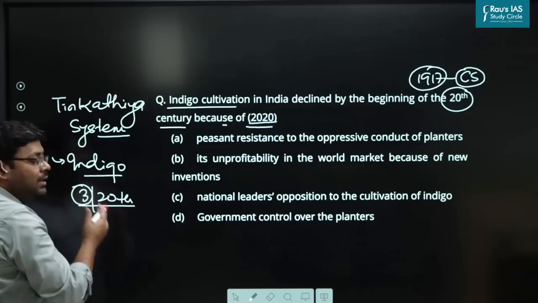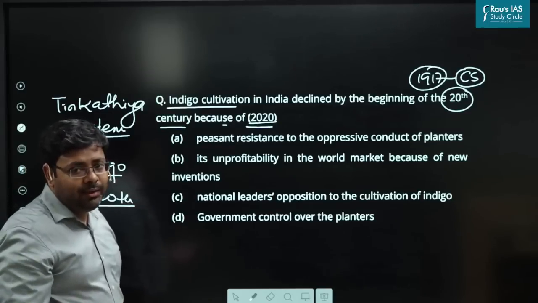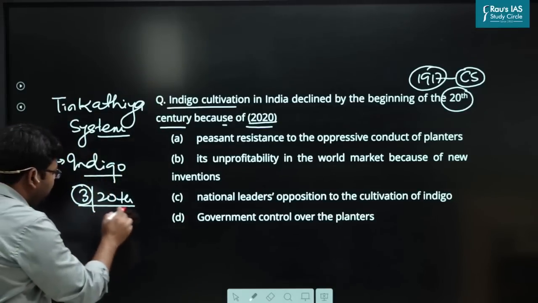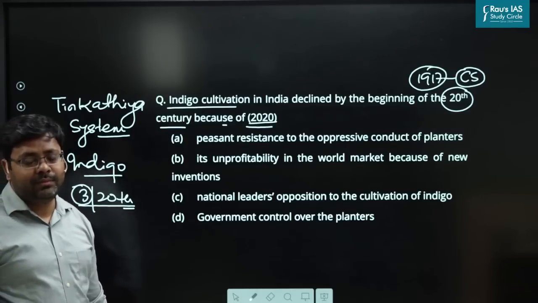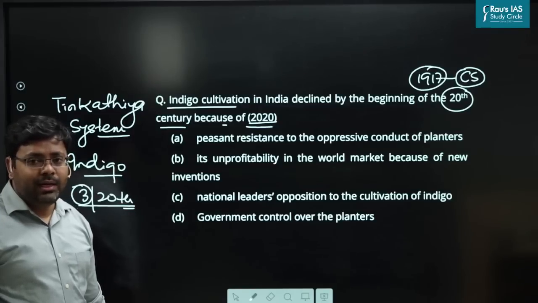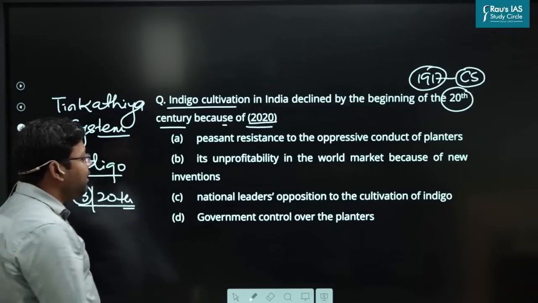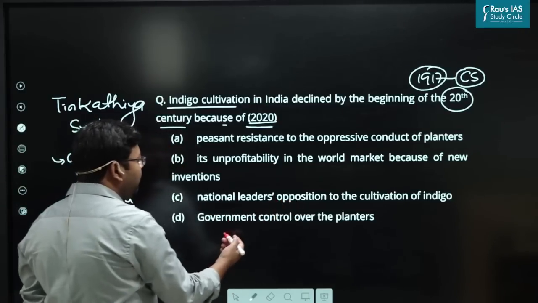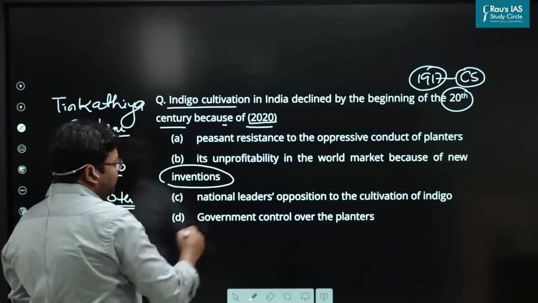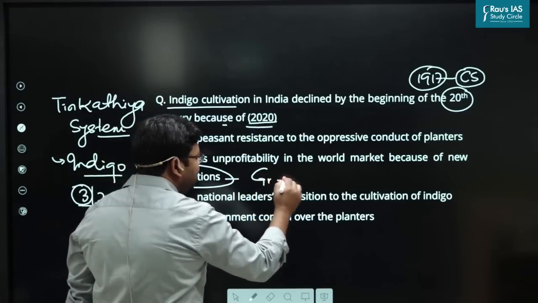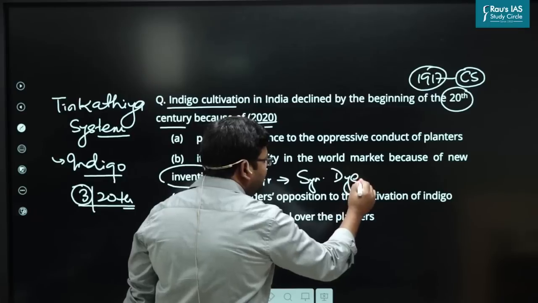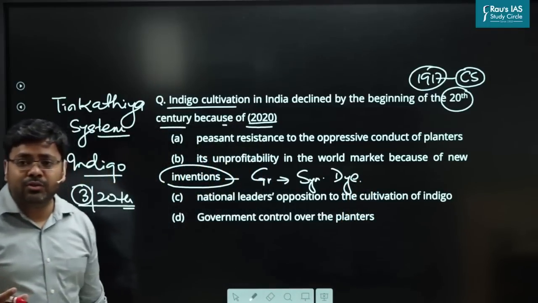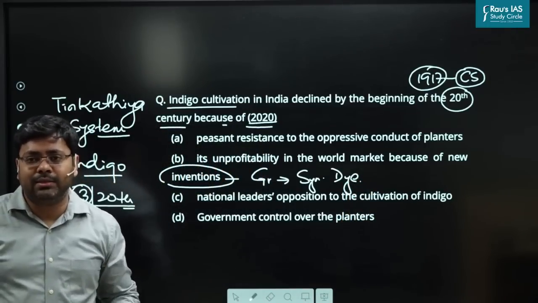Tinkathia, Tin, and Katta is the measurement of land in Bihar. So 3/20th part of the land, the farmers were compelled to go for indigo cultivation. The trouble was that in the international market, there was introduction of new inventions. For example, the Germans had introduced synthetic dye, and that is why the prices of natural indigo had completely crashed.